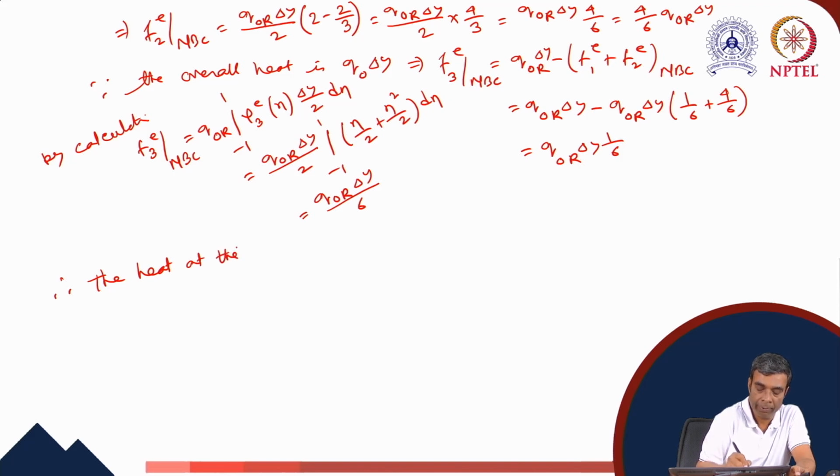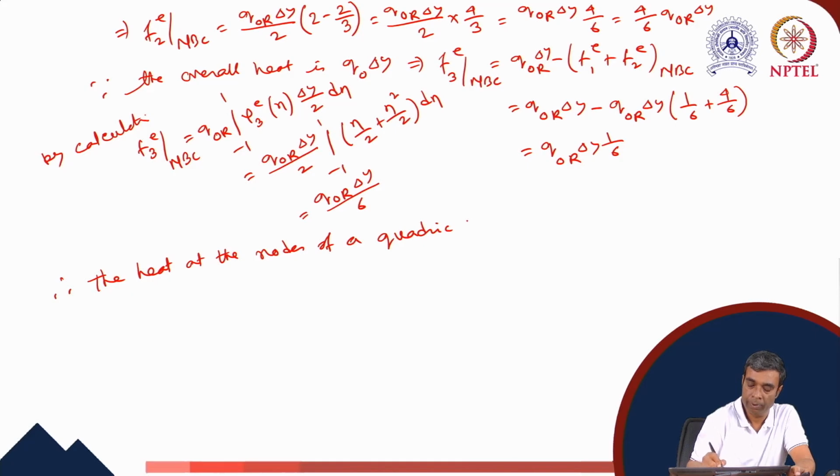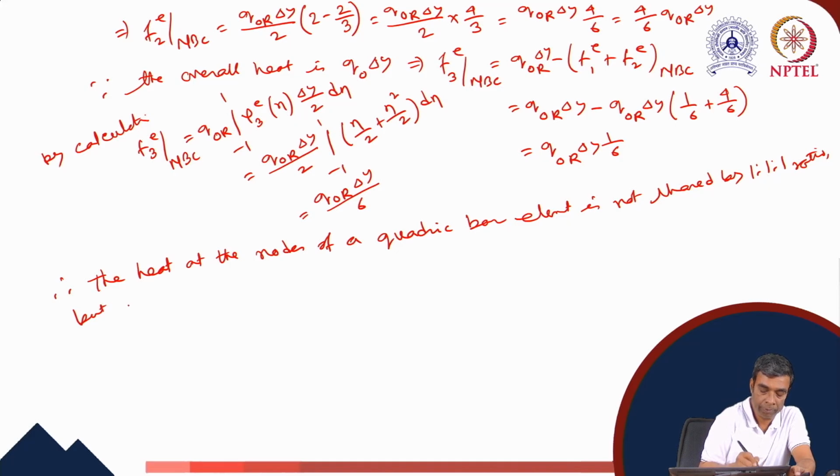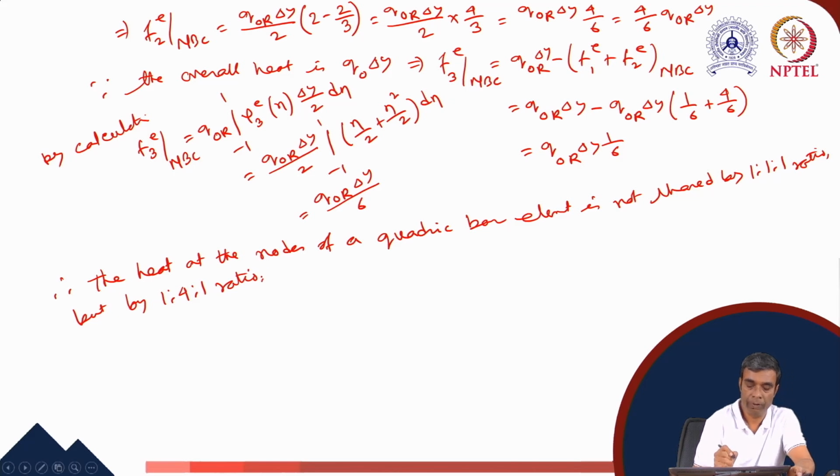Therefore, the heat at the nodes of a quadratic bar element is not shared by a 1:1:1 ratio, but by a 1:4:1 ratio.